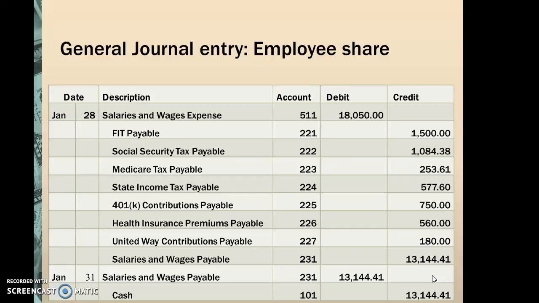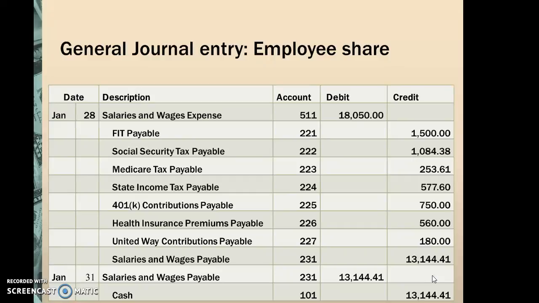As you notice, we're going to debit salaries and wages expense for $18,050. The expense account is always debited for the gross wages. Next, you're going to credit all the liability accounts, which is all the deductions taken off the employee payroll check. The reason why they're always liabilities is because these insurances and taxes will be paid within the month or the next month. So they don't have to pay them right now, but they need to put them on the books as a liability. And then as you notice, January 31st is a salary and wages payable.